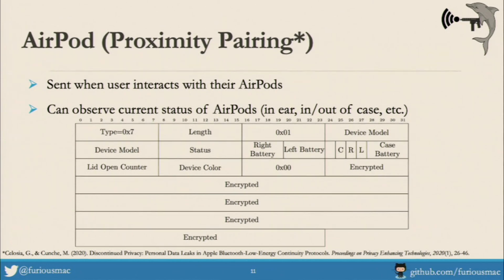There's also a counter that counts how many times the lid's been opened and closed. This is not a good idea because whenever your MAC address rotates, the counter will either stay the same or probably go up by 1. So you can actually link together random MAC addresses. You can also learn the device color. So it's a lot of stuff.